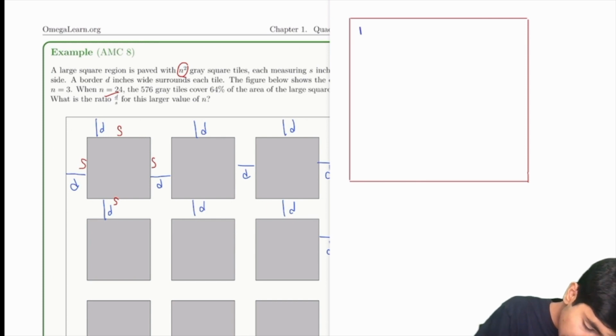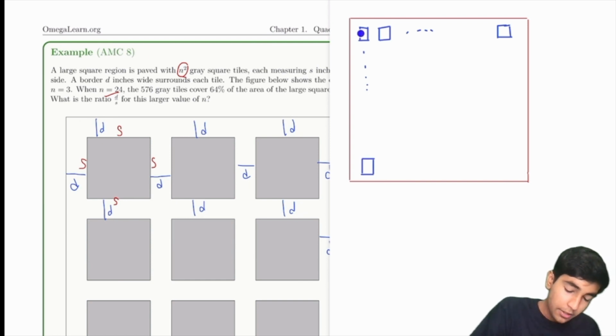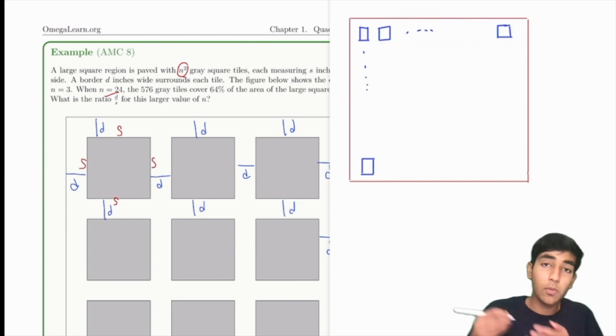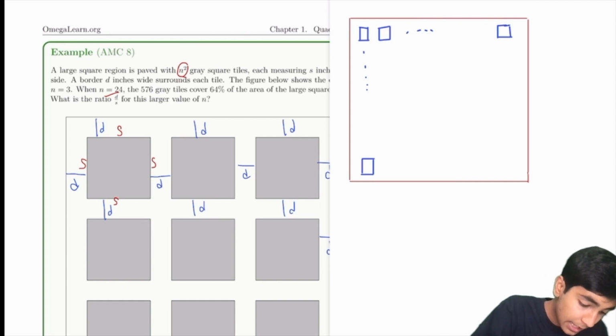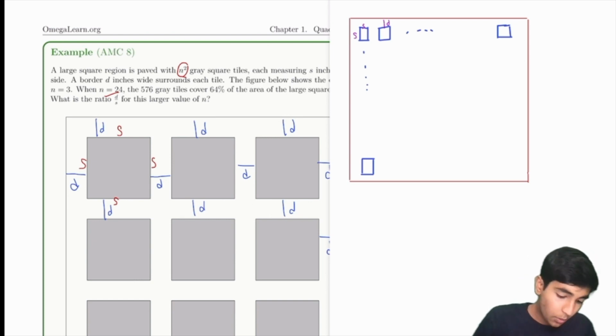So let's draw some of these in with a color. Maybe let's do blue this time. So we've got 24 of these tiles along one edge, right? And then there's 24 along the y-axis essentially. So there's 24 rows of 24 of these squares, and the side length of each of these squares is s. The distance between the other sides is d.